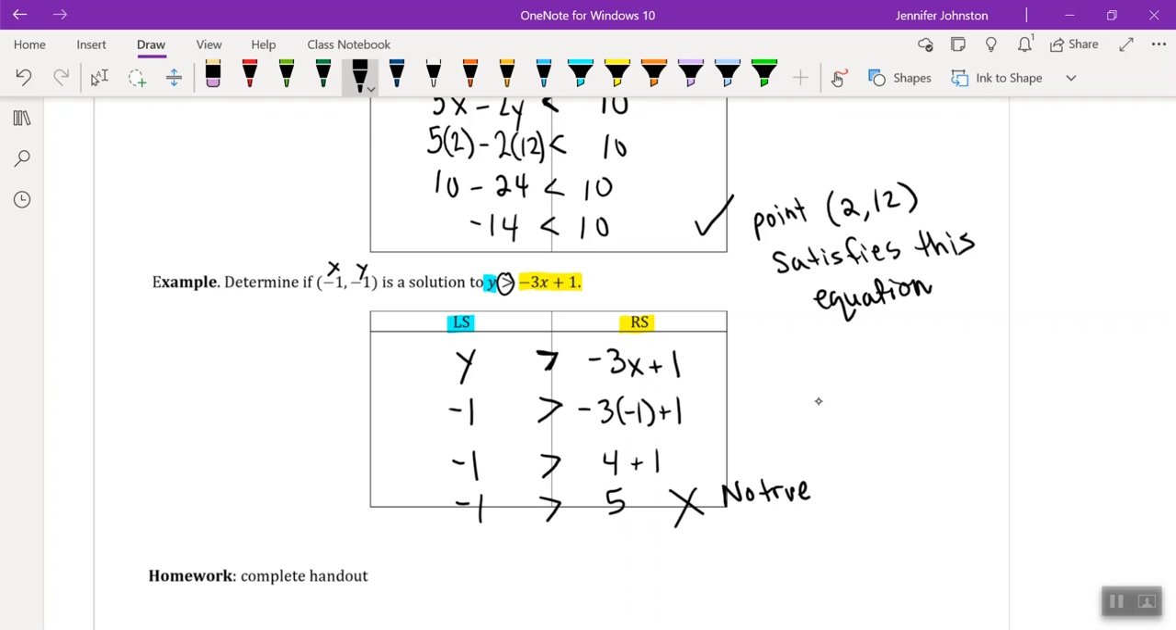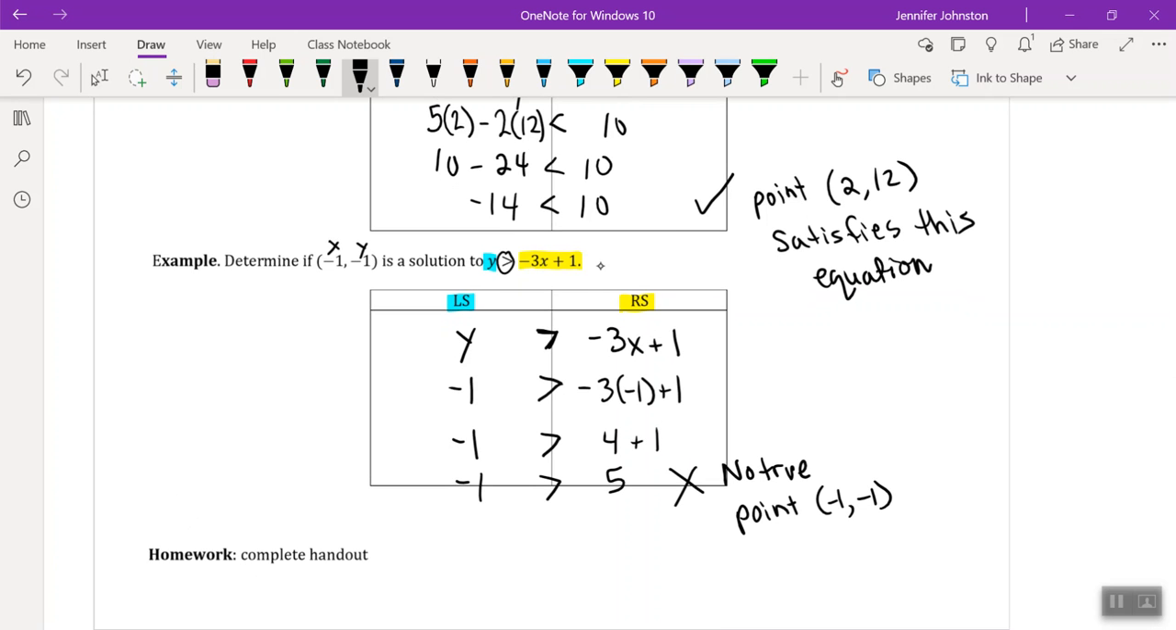So it's not true. So that means the point is not satisfied. The point (-1, -1) is not within this vicinity.